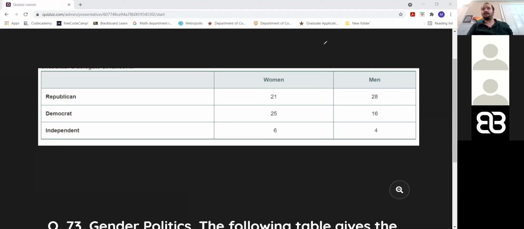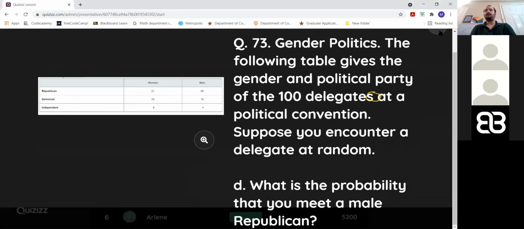Okay. This one is asking for something very, very specific. They say it has to be Republican and it has to be man. So if I'm looking at this, what is in both of these things I circled? 28. So there are 28 male Republicans. So what is the probability you will meet a male Republican? 0.28. 28 out of 100. Yep. That's it.